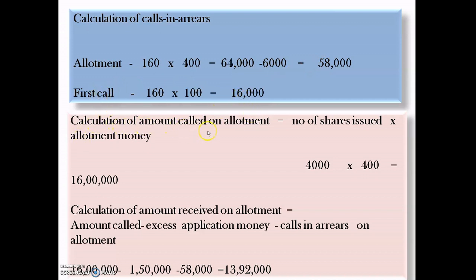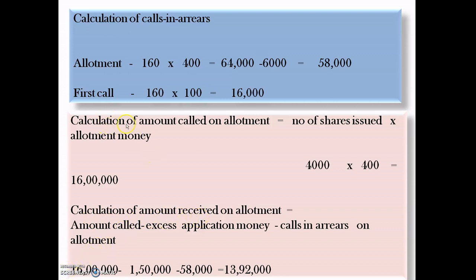Next is the calculation of amount called on allotment. Very simple. See here, number of shares issued, 4,000 shares, multiplied with the allotment money per share. The given allotment money per share is 400, so it will come 16 lakh. Next, calculation of amount received on allotment.